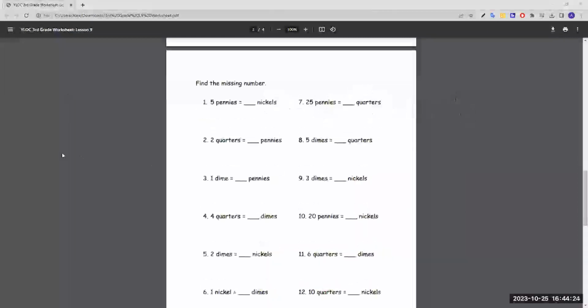Number 3, 1 dime equals blank pennies. A dime is just 10 cents. And 1 penny is just 1 cent. So again, it'd just be 10.